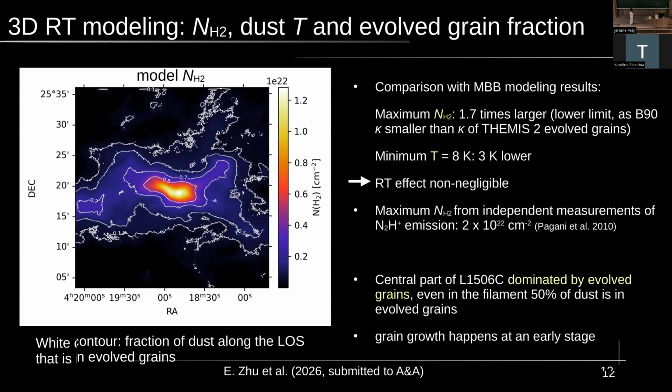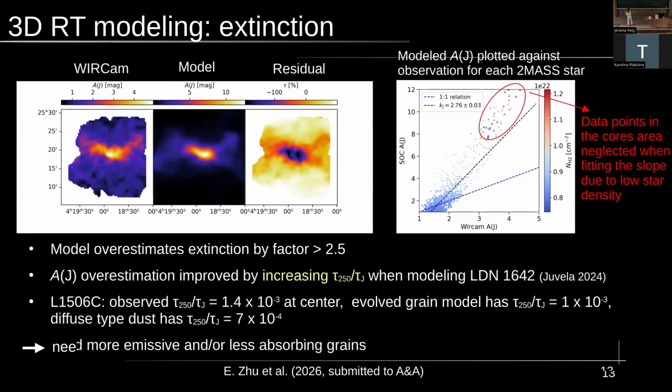And our modeled maximum NH2 is consistent with other independent measurements of N2H+ emission. And if we look at the contours, you can see that the central part of L1506C is dominated by evolved grains by over 80%. And even in the filament, 50% of dust is in evolved grains. So these are direct evidence that we have grain growth, even at this early stage where collapsing is not happening.